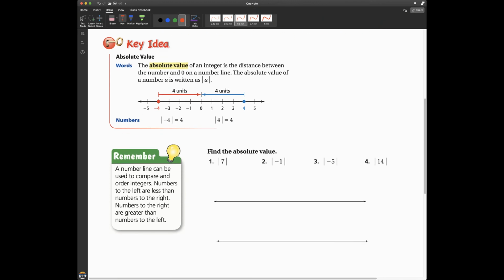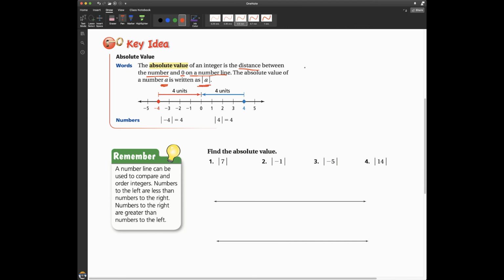Okay, so let's move on to, now that we have that information, let's look at what we mean by absolute value. So the absolute value of an integer is the distance. It is the distance between the number we're talking about and 0 on a number line. And we write it a certain way. So if we're looking for the absolute value of a number, let's say the number is a. I'm thinking algebraically, so a is a variable. It could be whatever I want. We write it like this.